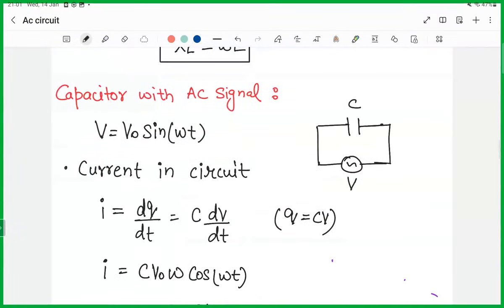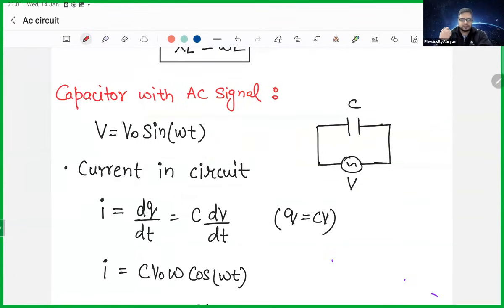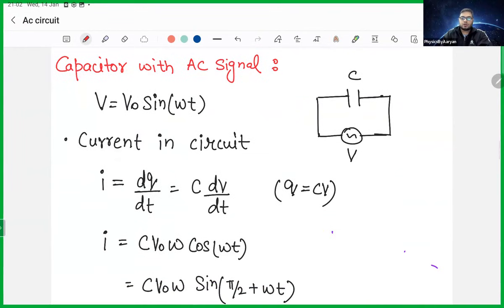Can we now go for the capacitor? Yes. Let's talk about the capacitor. Now again I have a capacitor and a voltage source. Again my voltage is the same, given by V equals V naught sine omega t. Now what will be the current? Can I say current is dq by dt? And can I say q equals CV?